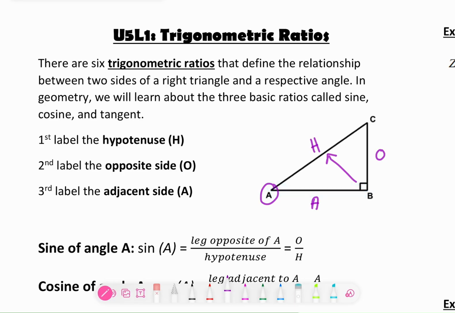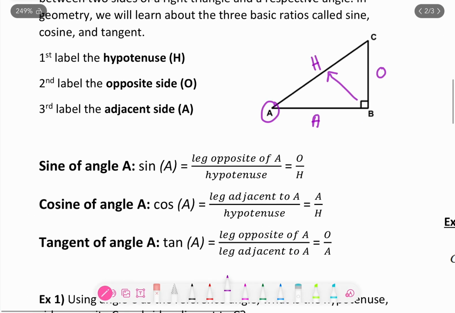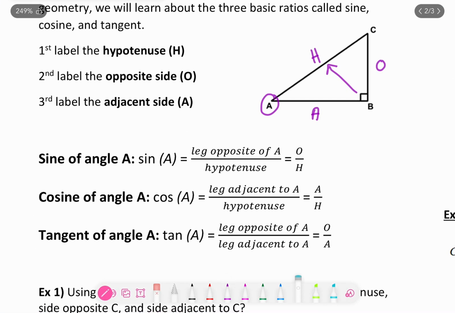Once you have those labeled in reference to whatever the reference angle is, then you can go ahead and find your 3 trig ratios, which again are sine, cosine, and tangent. So the sine of an angle is shortened to SIN, but we still say sine. So the sine of A, our reference angle, so let's actually write that down. Okay, that is our reference angle. Okay, so the sine of A is equal to the ratio of the leg opposite of A over the hypotenuse. So O over H. The cosine of angle A, shortened to COS, is the leg adjacent to A over the hypotenuse, or A over H.